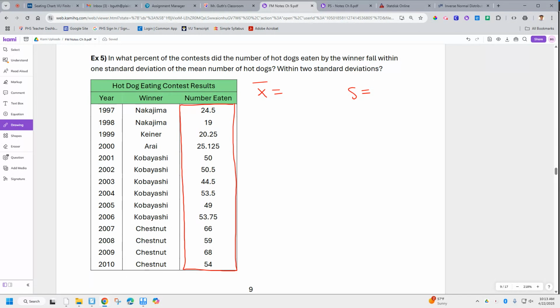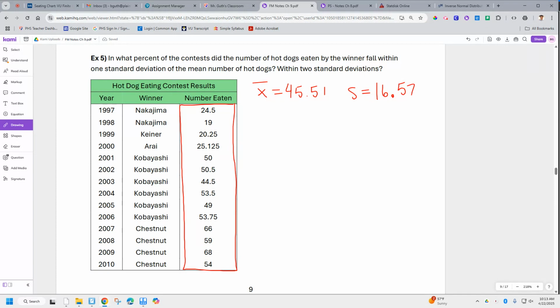I went ahead and did this already. I got 45.51 for the mean and 16.57 for the standard deviation. When you do your 1 var stats on the TI, make sure you find the one that says S, because it'll give you S, X, and it'll give you sigma X, lowercase sigma X. S is for the sample. That's what we want here.